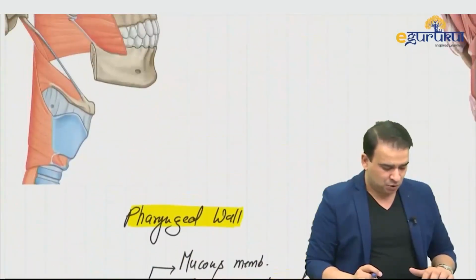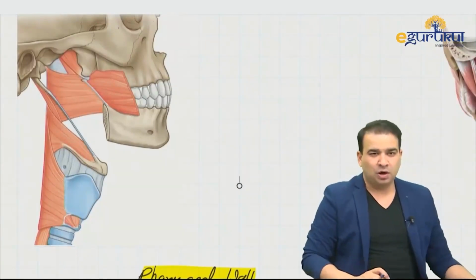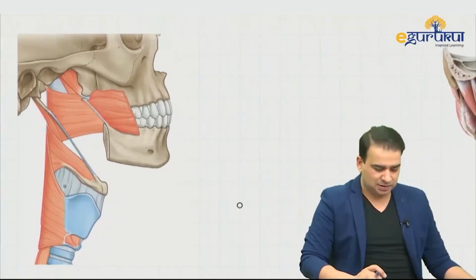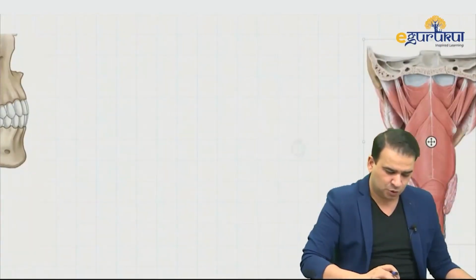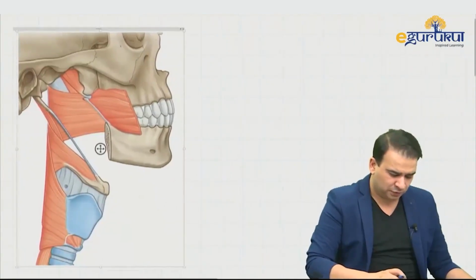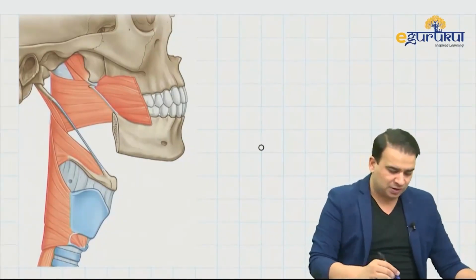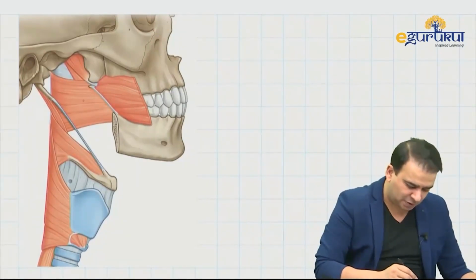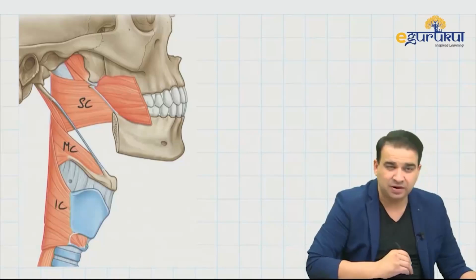So let me take you to this picture here. Now this is a picture which is showing you all the three constrictor muscles. I'll be using two different views. First let me talk about this image where you can see it from the side, and the three constrictors can be very clearly appreciated. This is the superior constrictor here, that is the middle, and here we have the inferior constrictor.